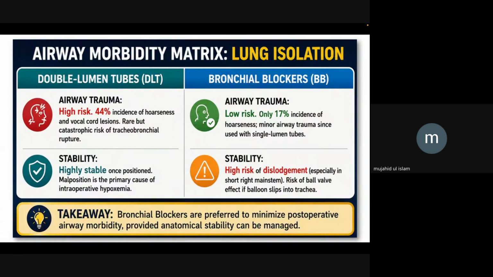This slide compares the airway morbidity profiles of double lumen tubes and bronchial blockers. DLTs are associated with a higher incidence of post-operative hoarseness and vocal cord injury due to their larger size, although serious tracheobronchial rupture is rare. However, once correctly positioned, they are highly stable, and malposition remains the main cause of intraoperative hypoxemia. In contrast, bronchial blockers cause less airway trauma because they are used through a standard single lumen tube, but they are more prone to displacement, particularly after patient positioning or in the short right main bronchus.